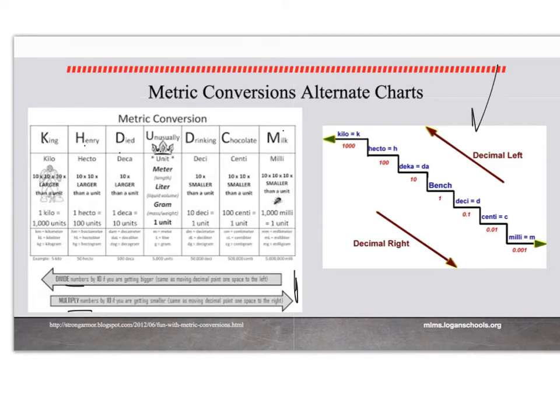So going over to this chart over here, if you're at the base line, which is the meter, liter, gram, if you're going in the upward direction, all you're doing is moving the decimal to the left. So if I go from meters to kilometers, I'm moving my decimal 1, 2, 3 different times to the left. If I'm going from meters, let's say all the way down to millimeters, I'm moving my decimal 1, 2, 3 times to the right because I'm going down those stairs.